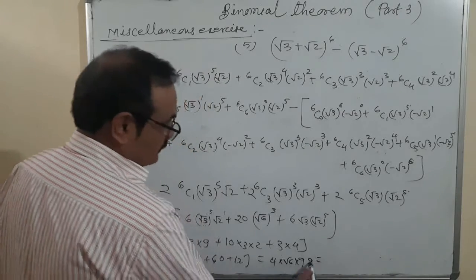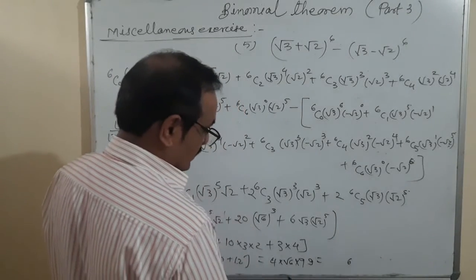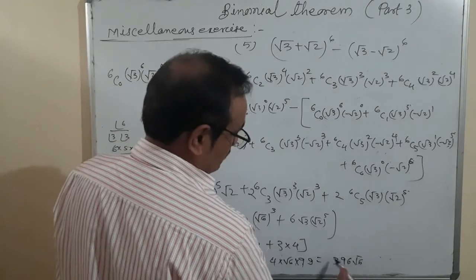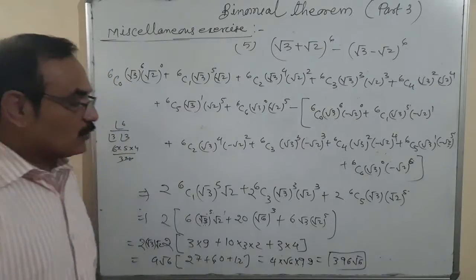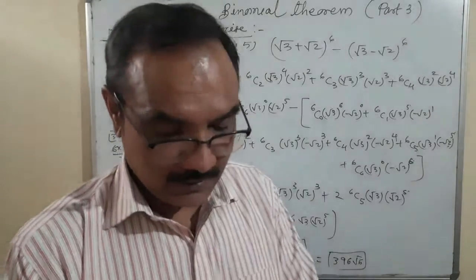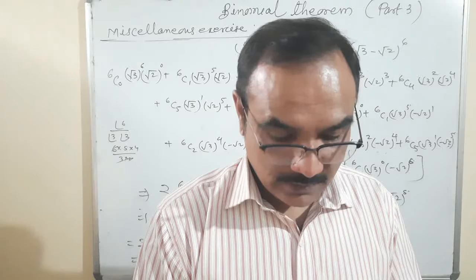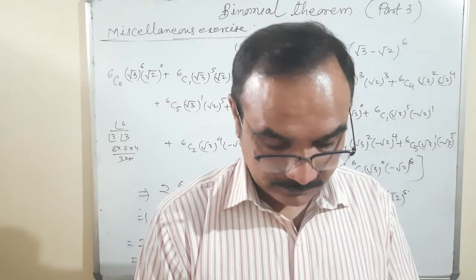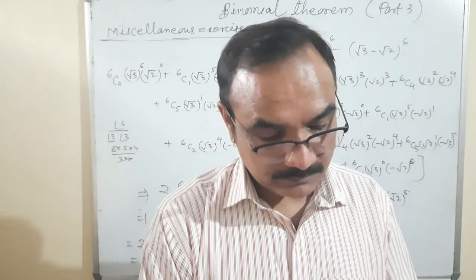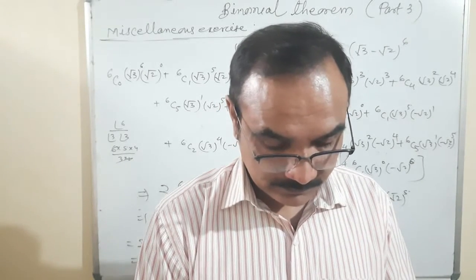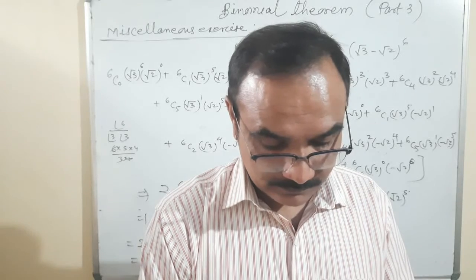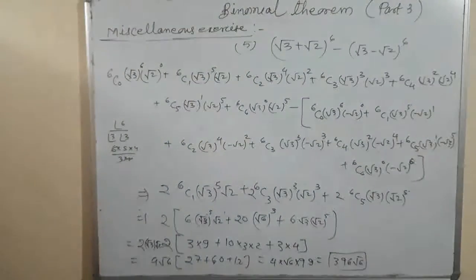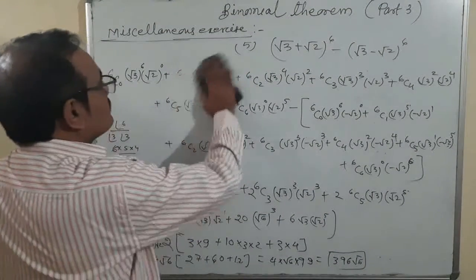9 4s are 36, so 396 root 6. Okay, so that could be the answer of it. Let us check the answer of this. 396 root 6, correct answer. So you can simplify up to here.